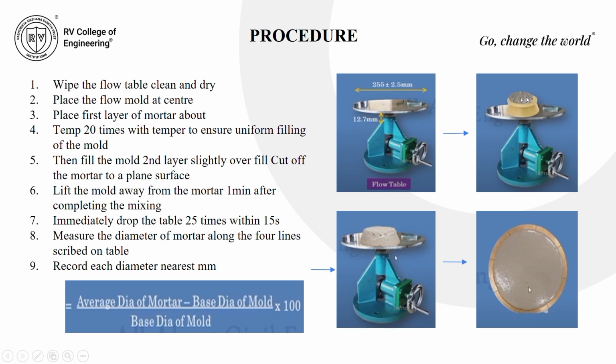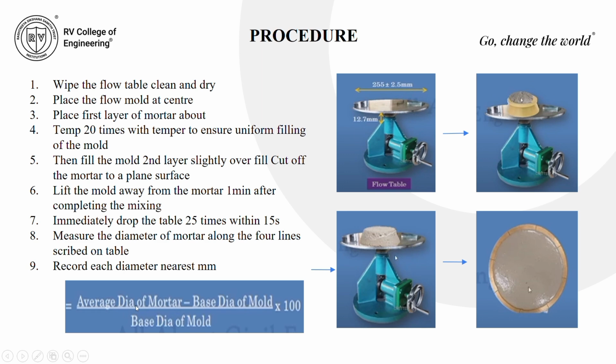Fill the first layer of the mortar and tamp 20 times using the tamper, then fill the second layer and lift the mold. Immediately drop the table 25 times by rotating this rotor. It oscillates up and down 25 times. We have to do it for about 15 seconds, and measure the final diameter.